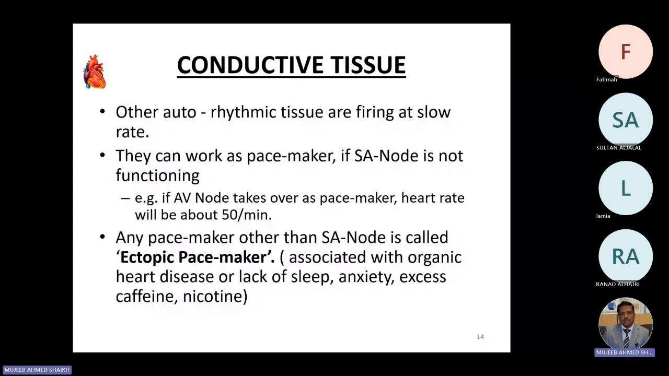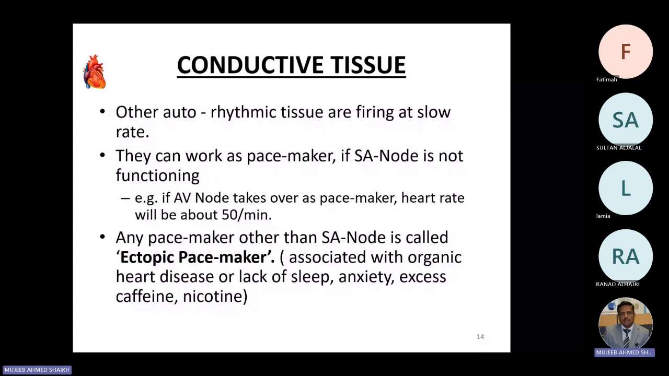Suppose, in a rarest condition, these two get damaged. Suppose the SA node and AV node, both of them get damaged. The third engine will take the action or take the lead. But at that time the heart rate will be slower than 50 because it is the Purkinje fiber. This usually happens in damage to any area of the heart due to heart attack.